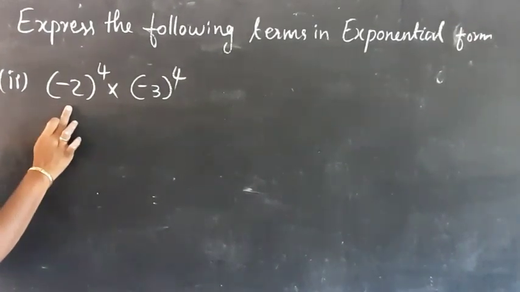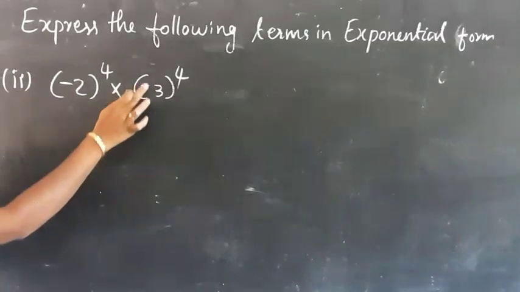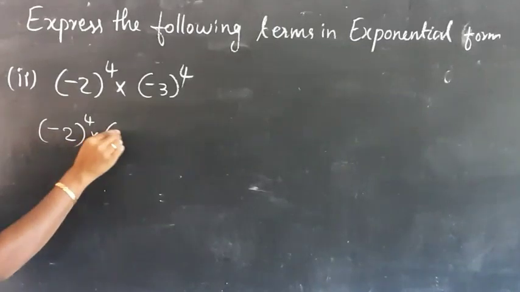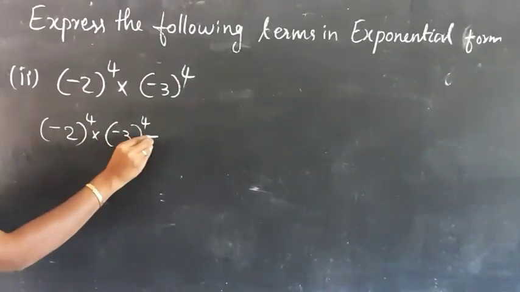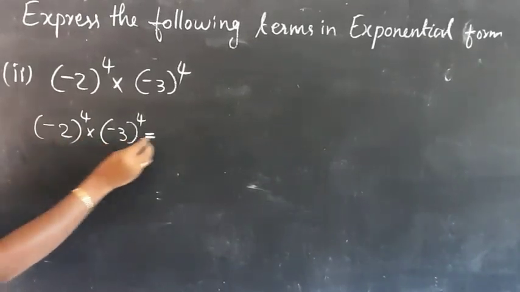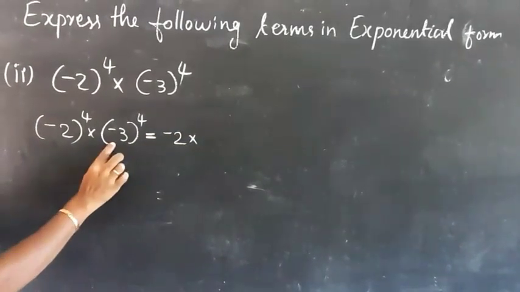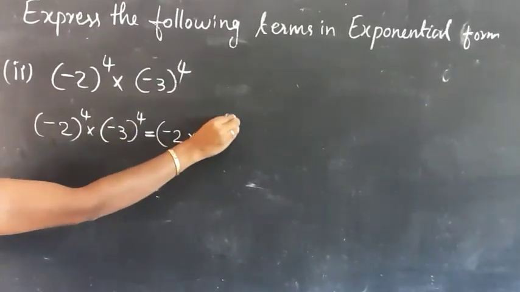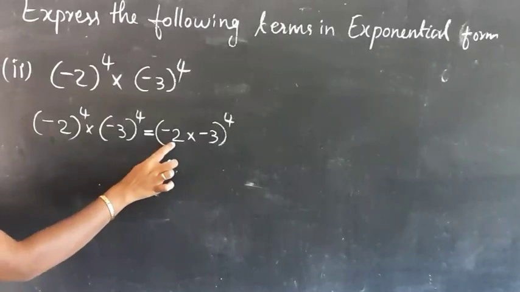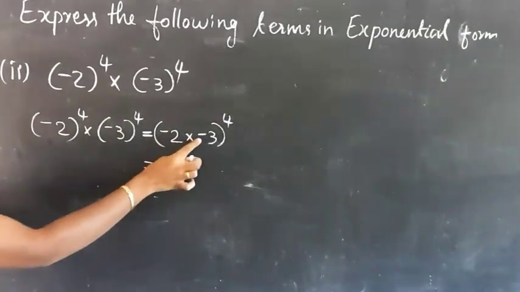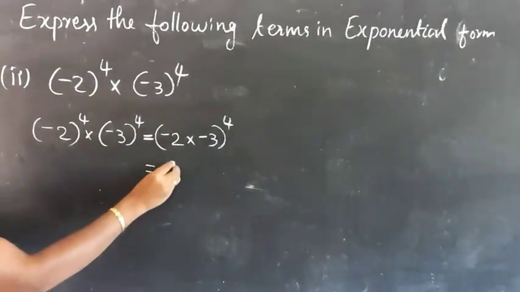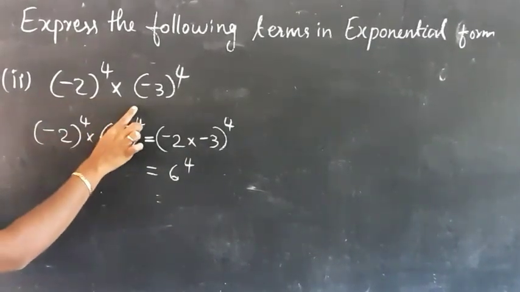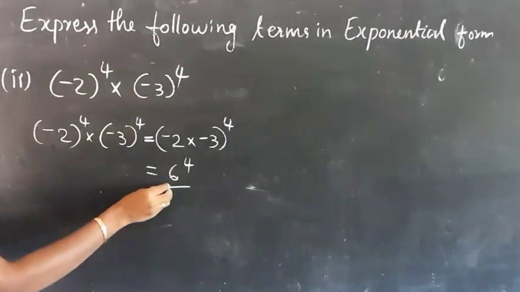Second one, (minus 2) raised to 4 into (minus 3) raised to 4. Here the first base is minus 2, into the second base minus 3, all raised to power 4. So it is equal to (minus 2 into minus 3) raised to 4. Minus into minus is plus, and 2 3's are 6. So the answer is 6 raised to 4. So (minus 2) raised to 4 into (minus 3) raised to 4 is equal to 6 raised to 4.